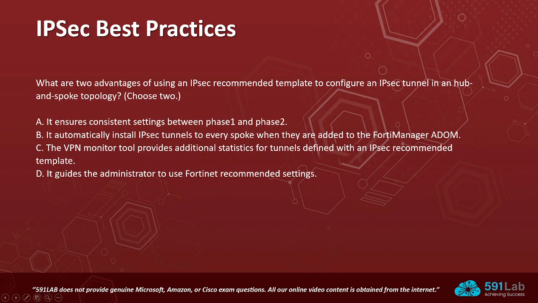And for the next one, we have the IPsec best practice. What are two advantages of using an IPsec recommended template to configure an IPsec tunnel in a hub and spoke topology? We have to take two answers. Option A says it ensures consistent settings between phase 1 and phase 2. The next one, it automatically installs IPsec tunnels on spokes when they are added to the FortiManager. The next one, the VPN monitor tool provides additional statistics for tunnels defined with an IPsec recommended template. And the next one, it guides the administrator to use Fortinet recommended settings.